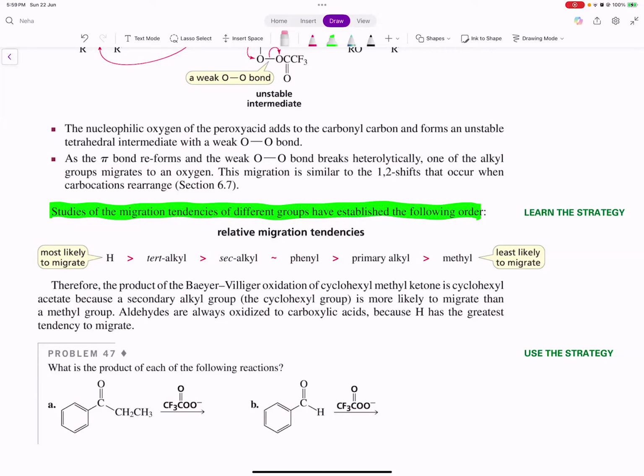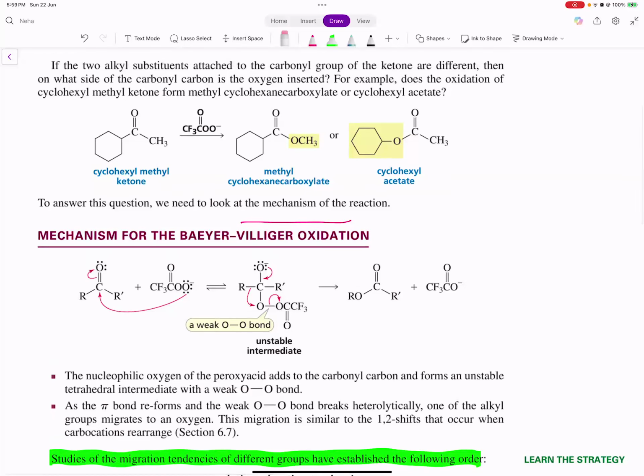So whichever has better migration will migrate, right? On that side, the oxygen is getting inserted. That is my understanding. So in the previous case, like the example they gave, the first one will be formed. No, no, the second one. Right? Yeah, okay.